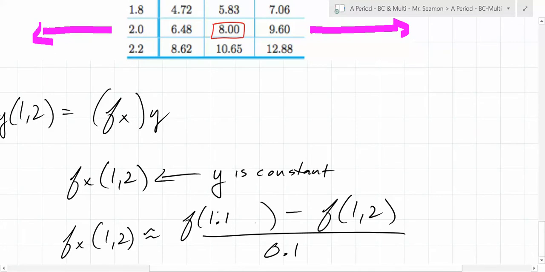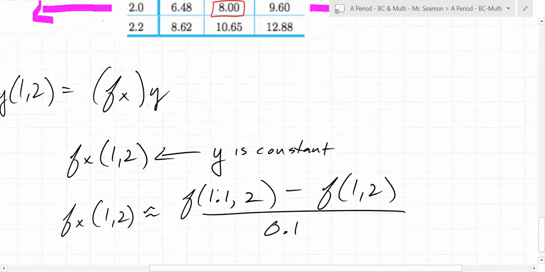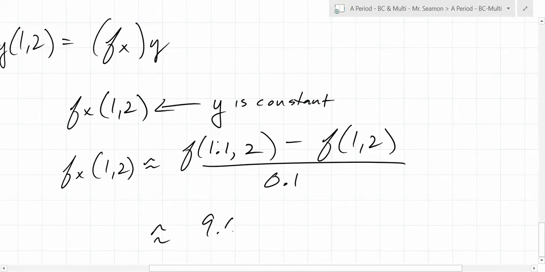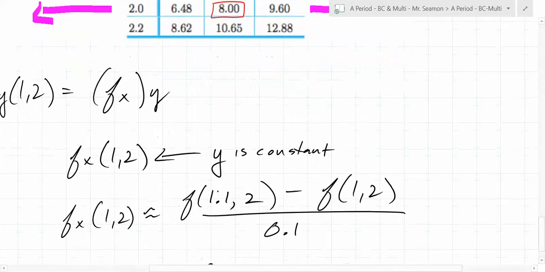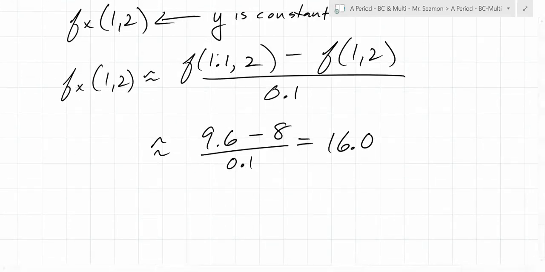So they do f of 1.1, comma 2. So that's going to end up being approximately, was it 9.6? No, 15.6 minus 8, right, over 0.1. So what is it approximately? It's about 16, right? So that's fx of 1, 2.